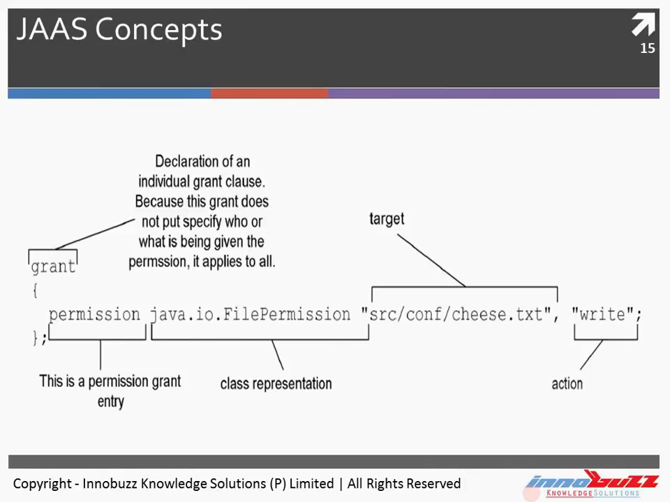So after grant, you start with permission. This is a permission grant entry. Following is the class representation, which will be the java.io.FilePermission. And what is the permission? The target to be granted the permission will be the source file, that is the text file. Finally, the actions to be taken on this text file, and that is write. So this is how you generally grant a permission for a specific resource.